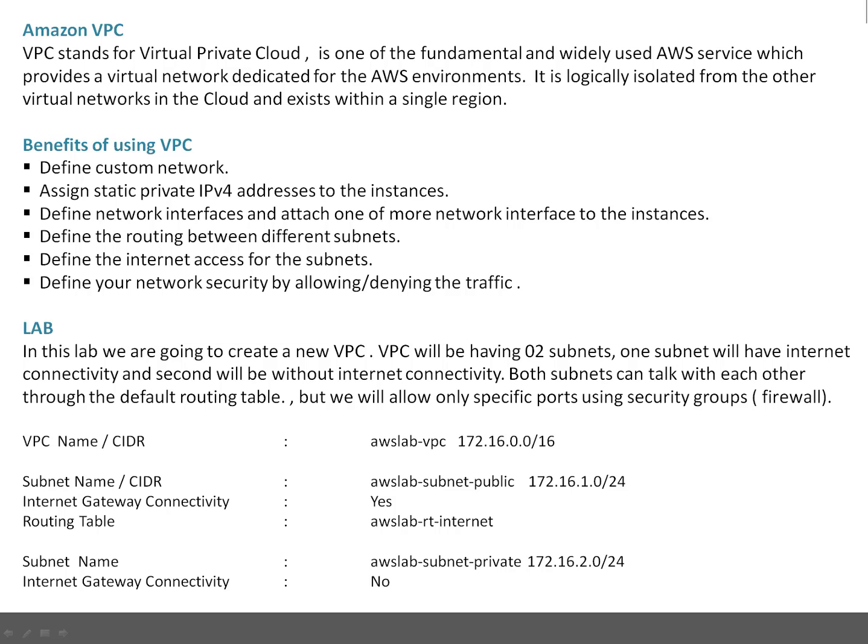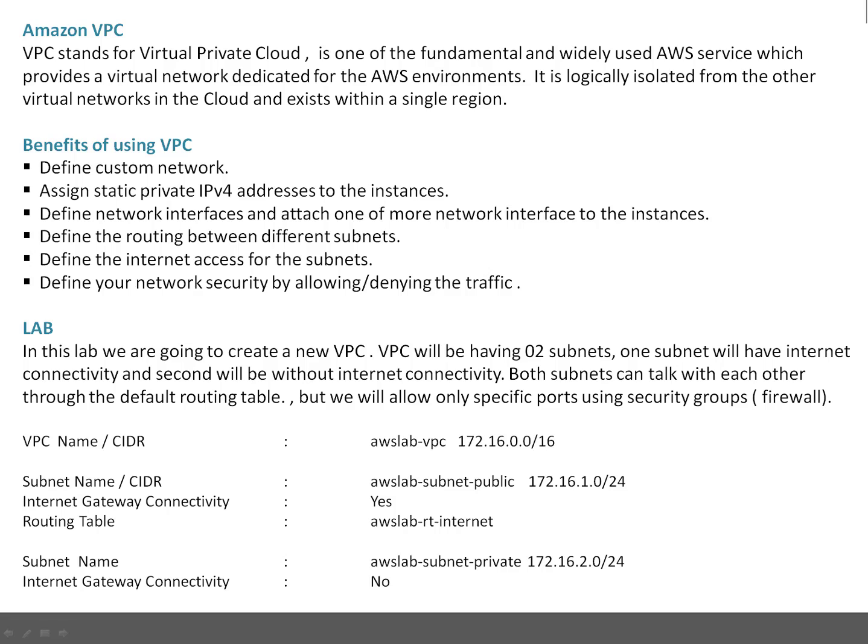You can see on my screen the VPC which I'm going to create. I'm going to name it as AWS lab-VPC, and the CIDR block would be 172.16.0.0/16. Why I'm picking 16? Because we can have many IP addresses in this particular CIDR block.